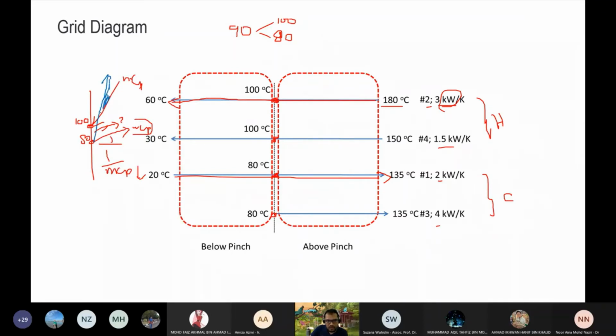This is not feasible thermodynamically. Heat can only be transferred from high temperature to lower temperature. So in this case, yes, we can transfer heat over here, but above this, it's impossible to transfer from this stream to that stream. It's impossible. So this is one of the rules.